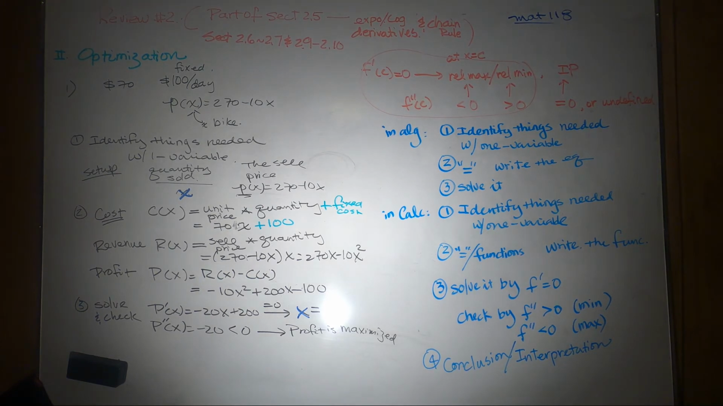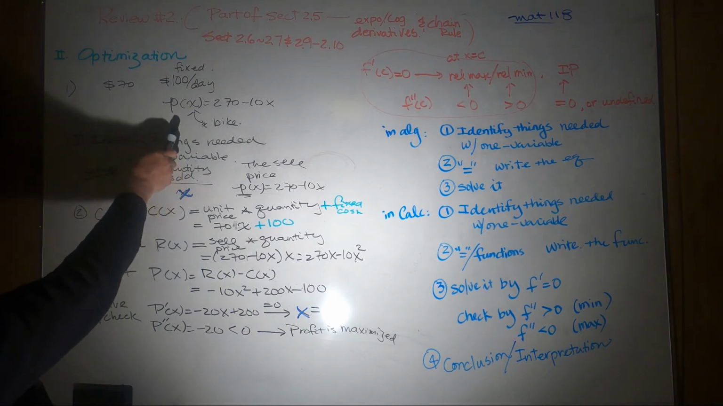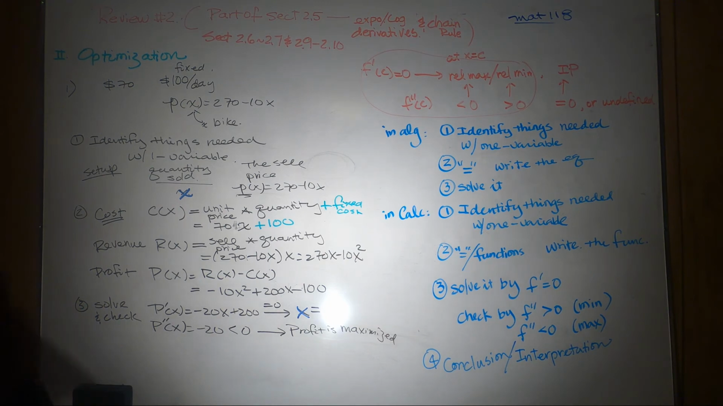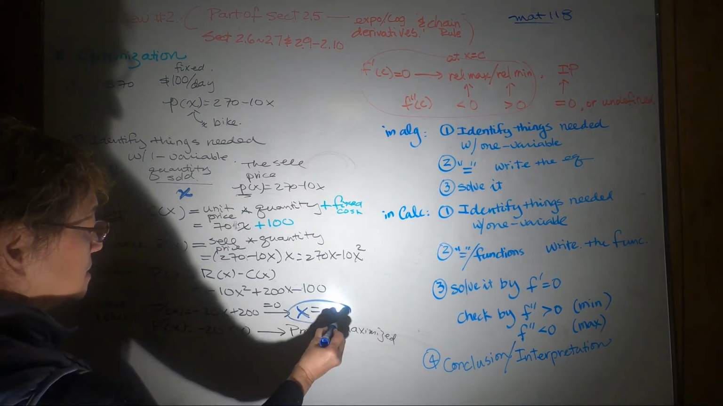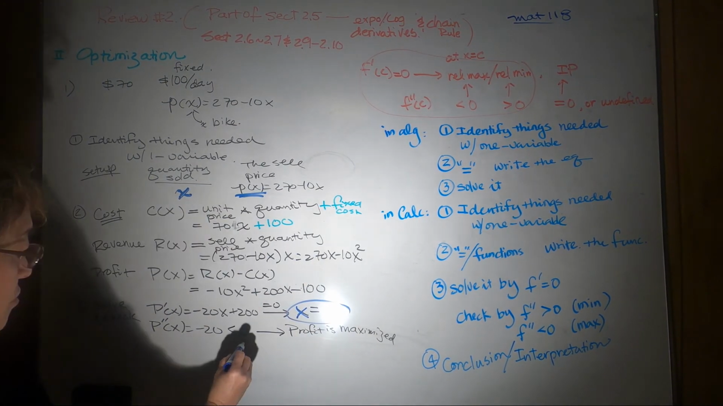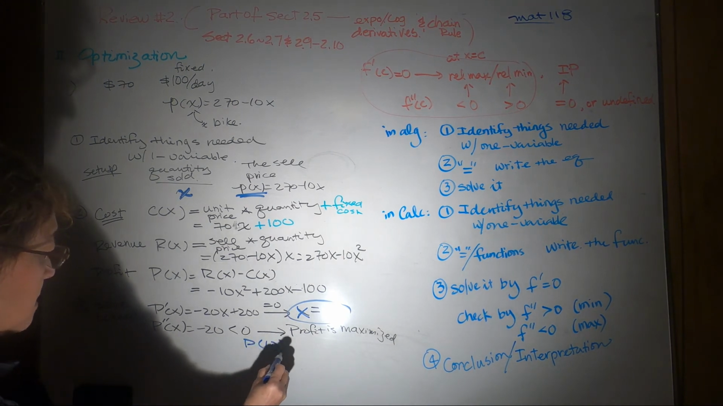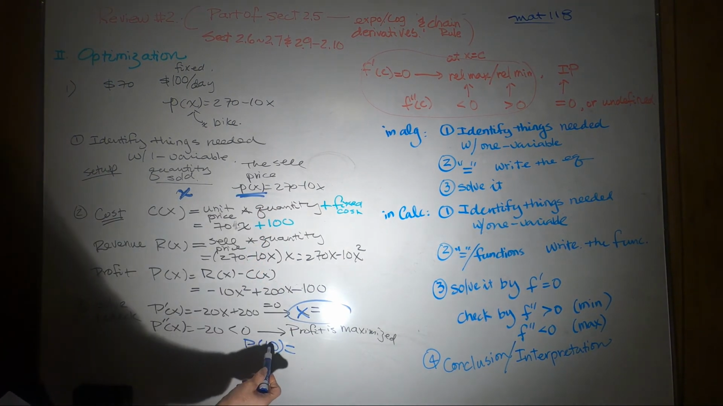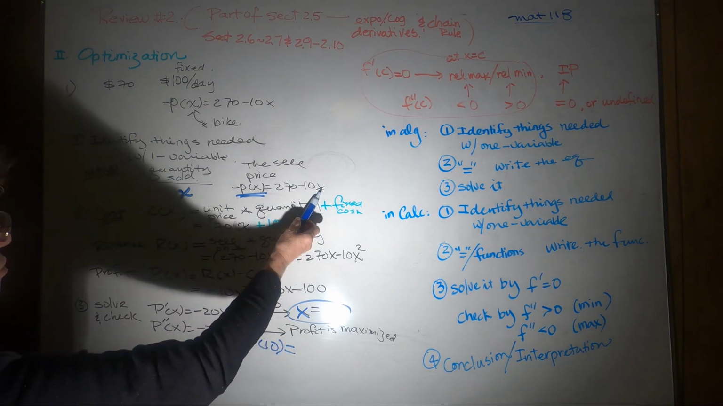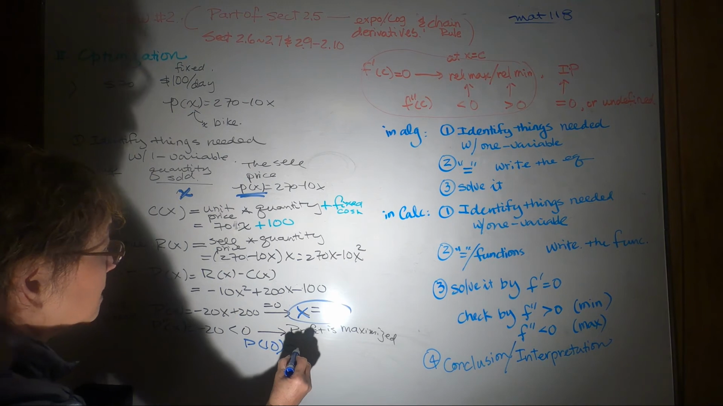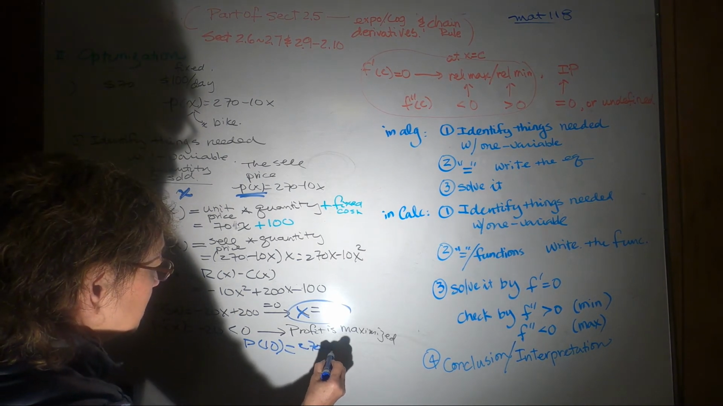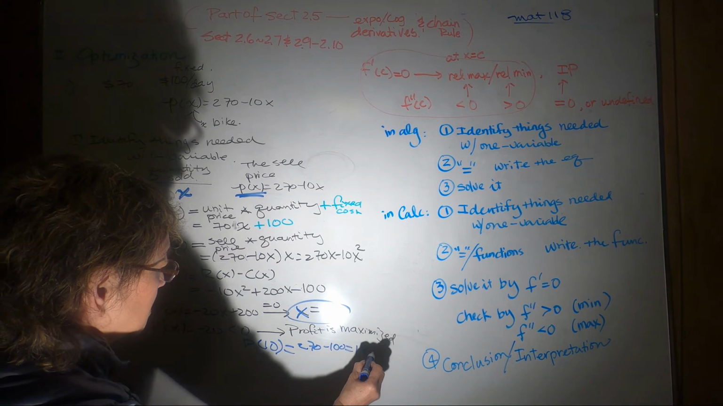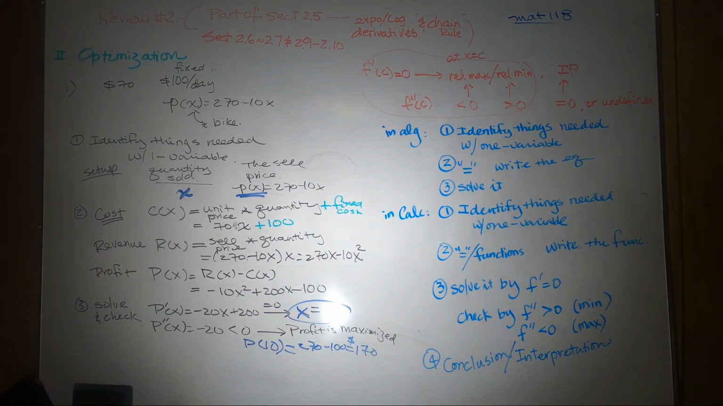Right? So what's the price? You find this one, your x. X is 10. Then what's your price? So your price P of 10 will be plugged in here. You give $10 discount for each bike. 10 bikes, $100 discount. So that would be 270 minus 100. So it would be $170 per bicycle. Is that right?